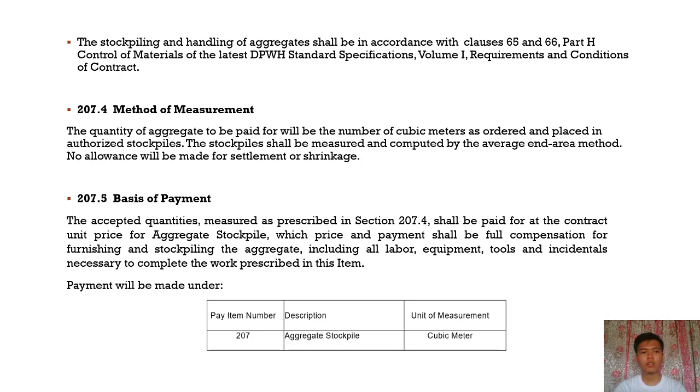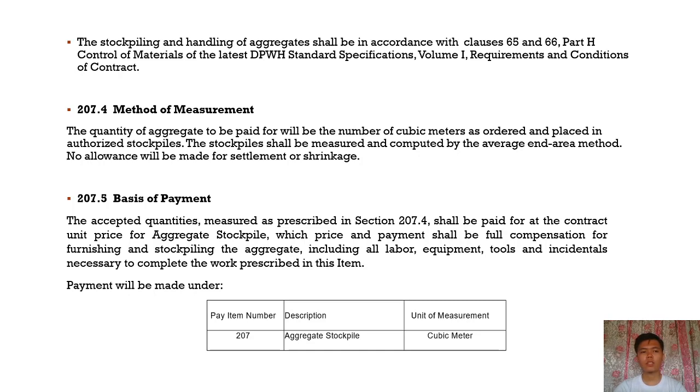So next is Section 207.4, which is the method of measurement. The quantity of aggregate to be paid for will be the number of cubic meters as ordered and placed in authorized stockpiles. Stockpiles shall be measured and computed by the average end area method. No allowance will be made for settlement or shrinkage.